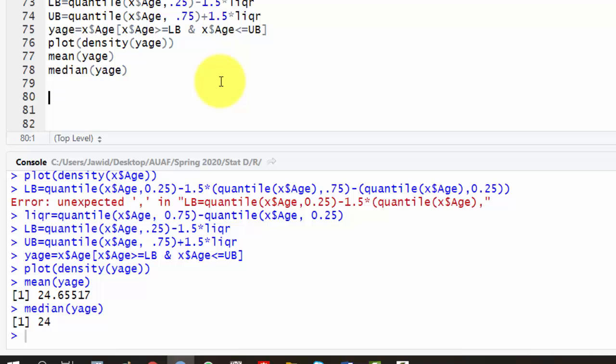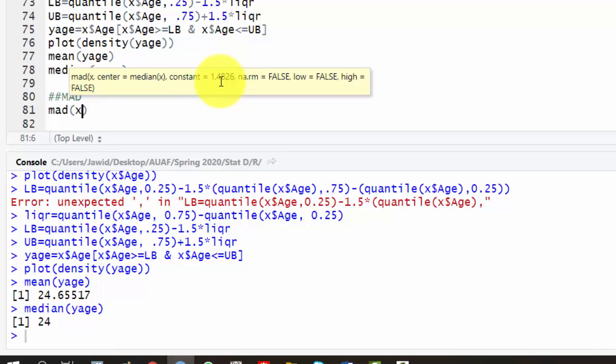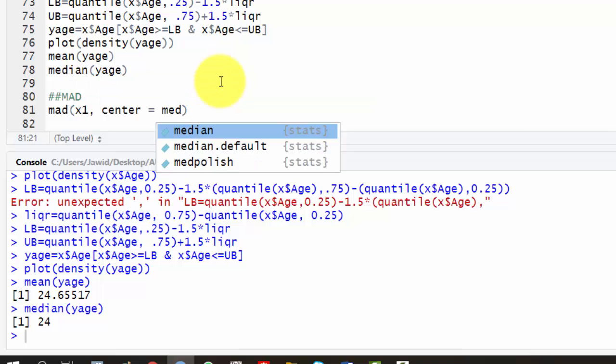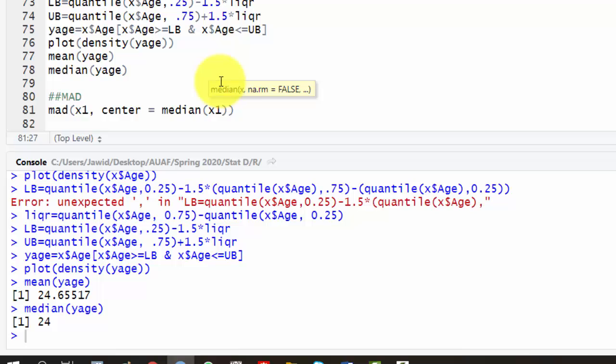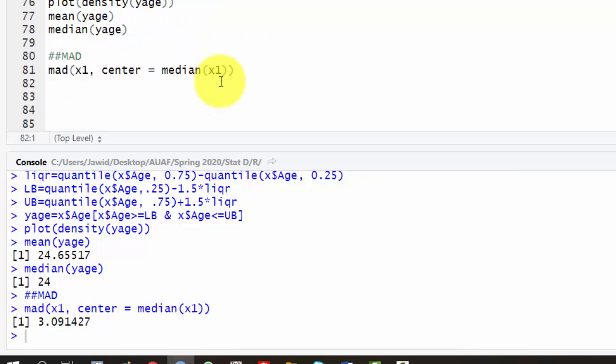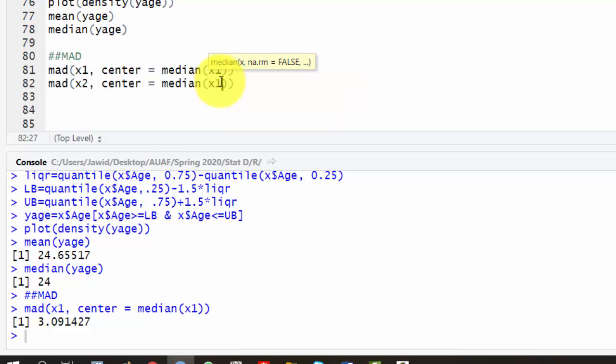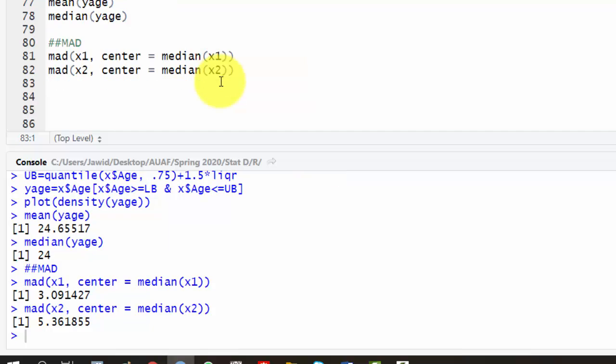Next, let's consider the mean absolute deviation. The MAD of x1. Let me go back to the variables which I have defined myself, with the center being the median of x1, which is 3.09, and the MAD of x2, where the center is the median of x2, sorry, which is 5. The variable x2 has a higher variation.